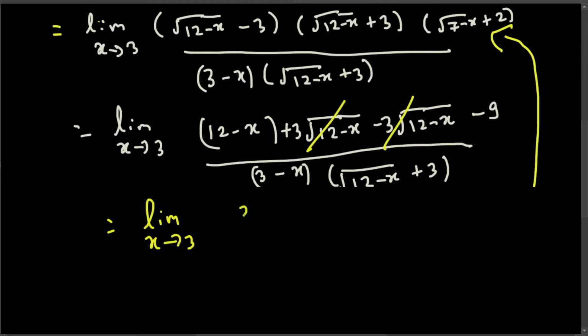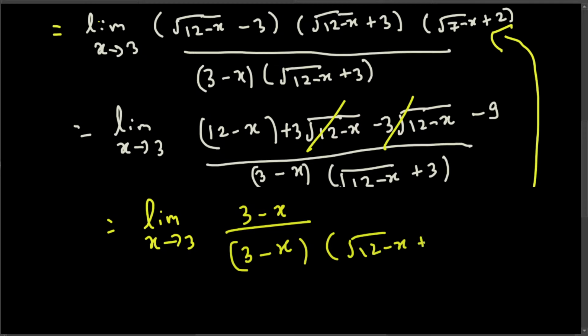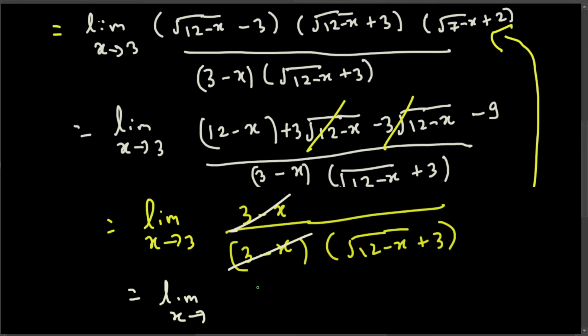3 minus x. And in the denominator, we have 3 minus x times square root of 12 minus x plus 3. So here you can see we have 3 minus x, 3 minus x cancels each other. So we can cancel that. And now we are having limit x approaches 3, 1 over square root of 12 minus x plus 3.